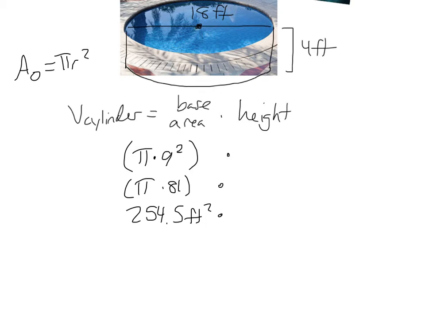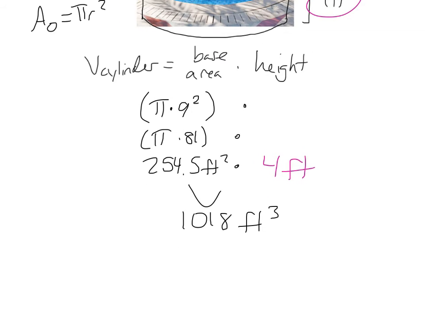Now all of that, though, is going to be times the height. So the height is easy because it's 4, right? Comes right there. So times 4, so 254.5 times 4 equals 1,018, and remember, it was 4 feet. So feet squared times feet is feet cubed. And that right there is the volume of that pool.